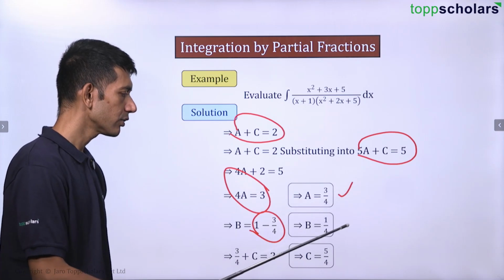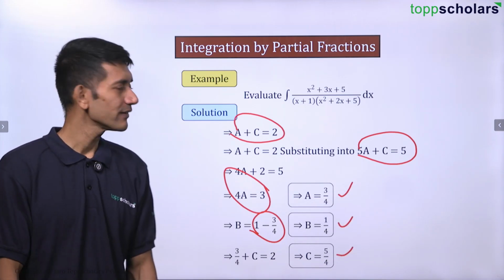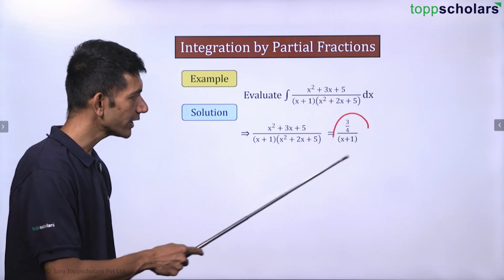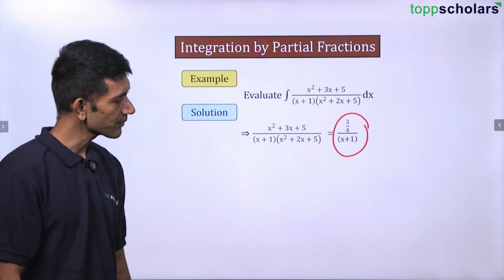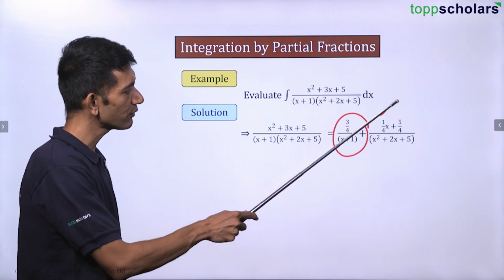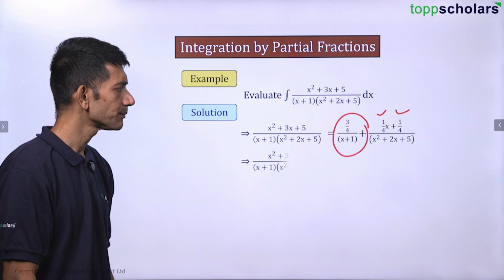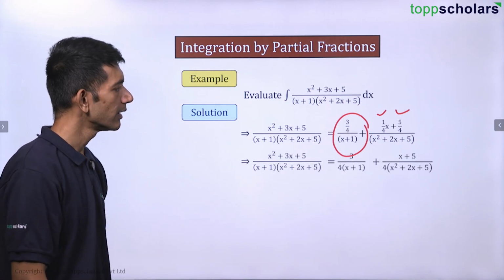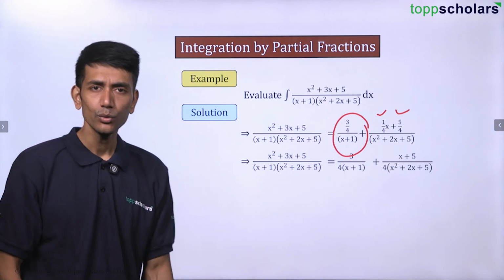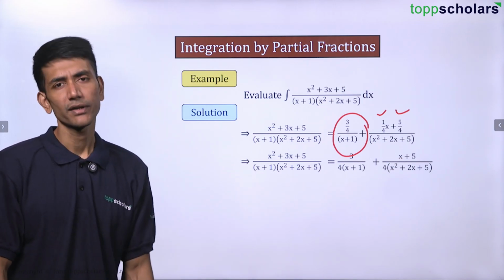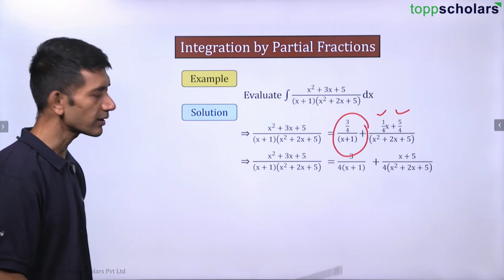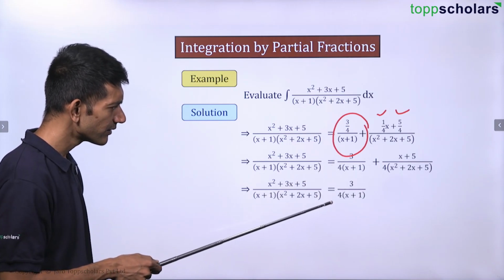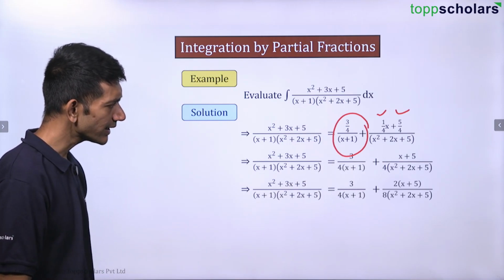You got a, you got b, you got c. All three values. Now you know where to put that. You need to put it over here. The value of a you will put here, and bx plus c. b is 1 by 4, c is 5 by 4. Solve it further. So this is 3 by 4 into x plus 1. And this is x plus 5 by 4 into x square plus 2x plus 5. Right? Now you solve this further and then you can take 3 by 4 outside. Here you can take 1 by 4 outside.